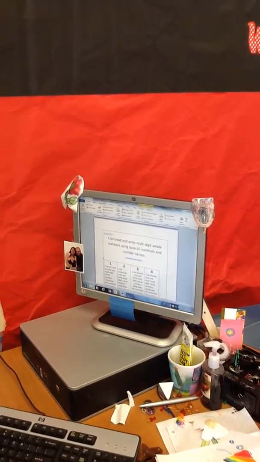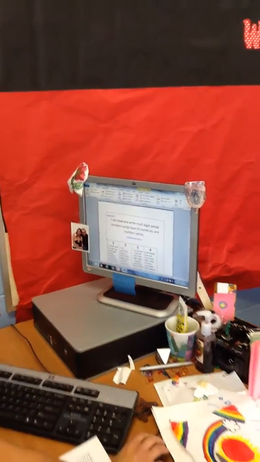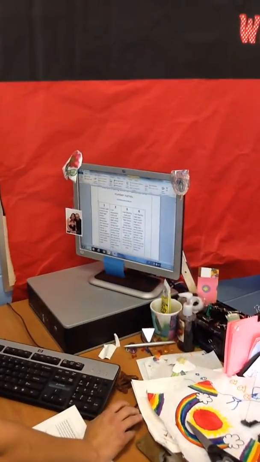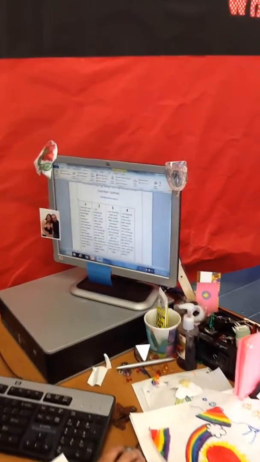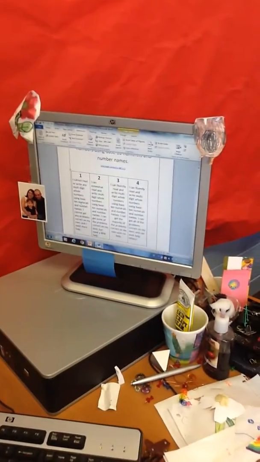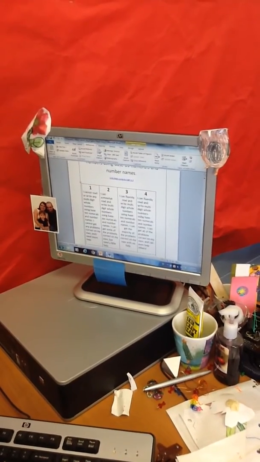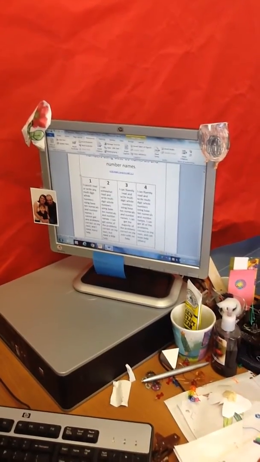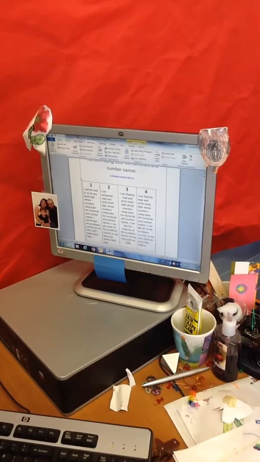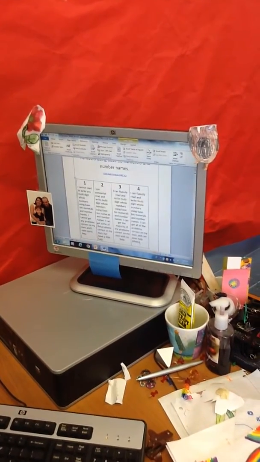They'll see the I can statement, which is: I can read and write multi-digit whole numbers using base 10 numerals and number names. Then they will rate themselves on a 1 to 4 scale, with 1 being that they cannot read or write any multi-digit whole numbers, and 4 being that they can read and write multi-digit whole numbers using base 10 numerals and number names. They get all the problems correct on their own, and they can even help others.